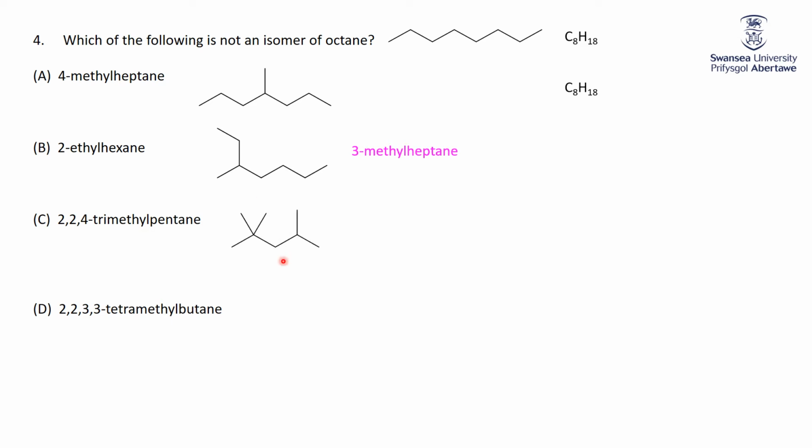2,2,4-trimethyl pentane is this one, 1, 2, 3, 4, 5 pentane. That's the 2 methyls at the 2, and then 3, 4, the methyl at the 4 carbon. C8H18, no problem. And 2,2,3,3-tetramethyl butane is this molecule, 1, 2, 3, 4 butane, 2 methyls at the 2, 2 methyls at the 3 carbon. So this one's not an isomer of octane, because while it is the right molecular formula, there is no such compound as 2-ethyl hexane. It is indeed 3-methyl heptane.